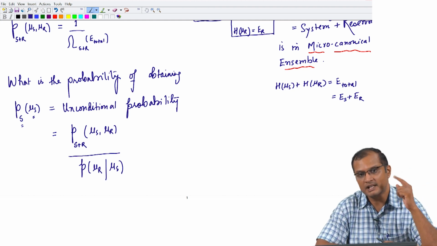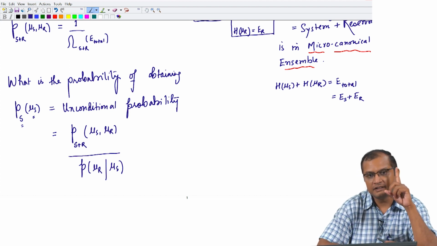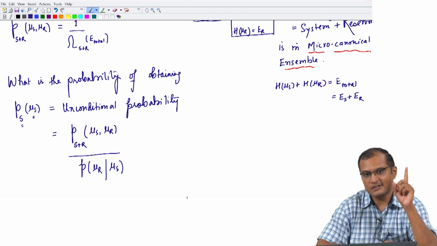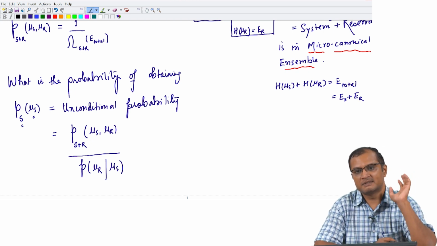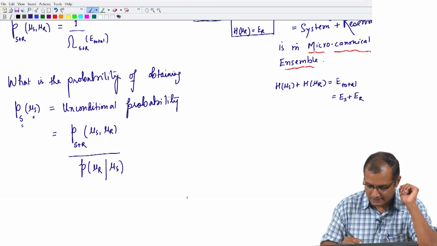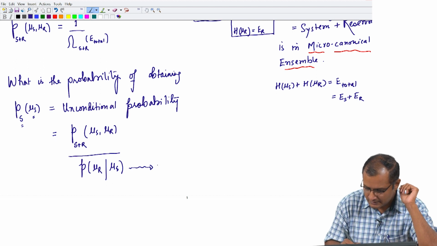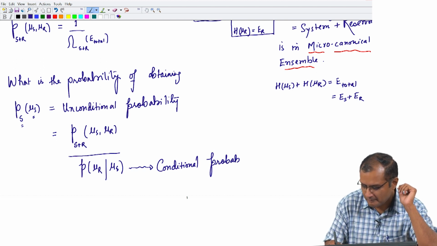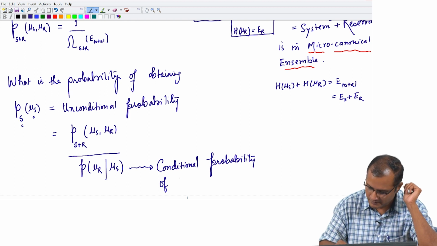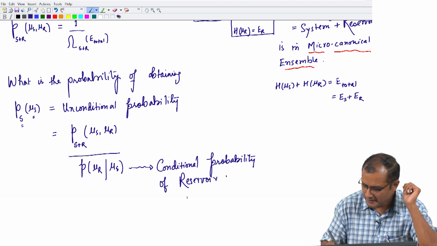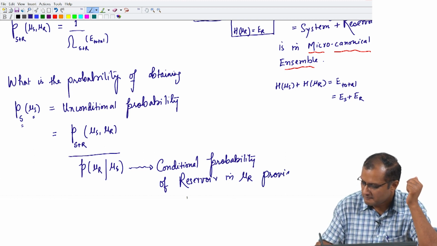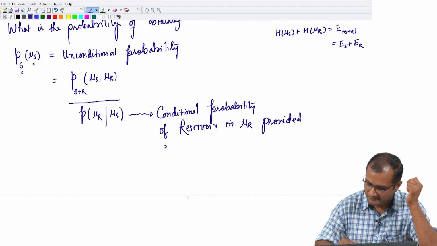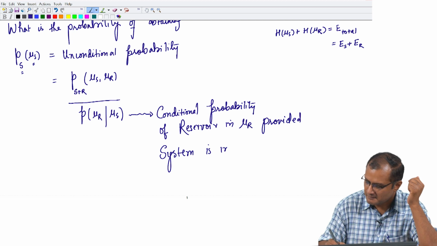that my reservoir is in state mu r, provided the system is in this microstate mu s, because the left hand side requires information of probability of finding the microstate mu s. So, the denominator has to be a conditional probability of finding a reservoir in mu r such that the system is at mu s. Okay. So, I will say that this is nothing but a conditional probability of reservoir in microstate mu r provided system is in mu of s.